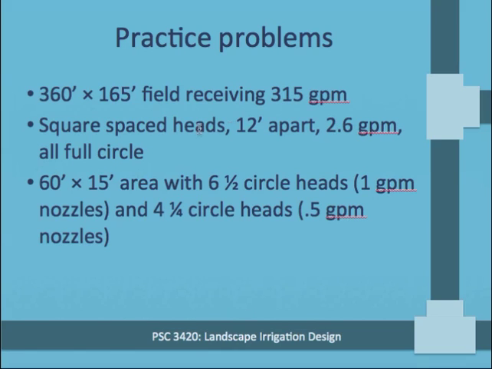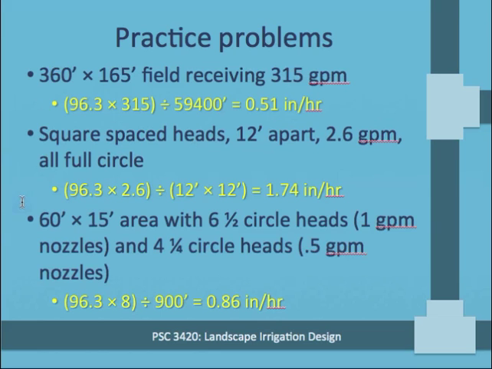Now in the next example, you're given the information that the heads are square spaced, they're 12 feet apart, and that each of them has 2.6 gallon per minute flow, and that they all have a full circle radius or arc of throw. So the way that you would perform that calculation is using our constant 96.3 times the 2.6 GPM, which was given, and then dividing that by the spacing, which was also given, 12 by 12. So you end up with a precipitation rate of 1.74 inches per hour.